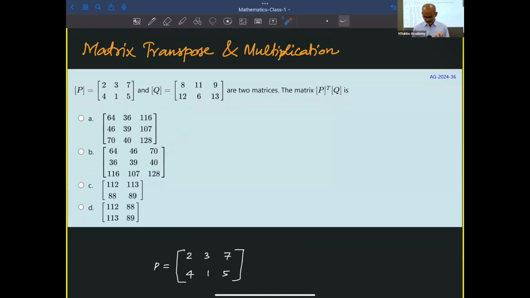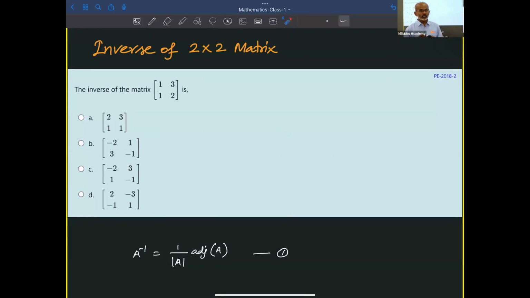Very simple, but still at least from the start I can give, no? So that I just give. And again, 2 by 2 inverse for 2 by 2, all of you are very comfortable. Still we'll see. This is taken from petroleum engineering. Petroleum engineering also has some chemical engineering content, but more of civil and mechanical they are learning. So in that way, some questions I am taking even for our thermodynamics or sometimes some related simple topics.